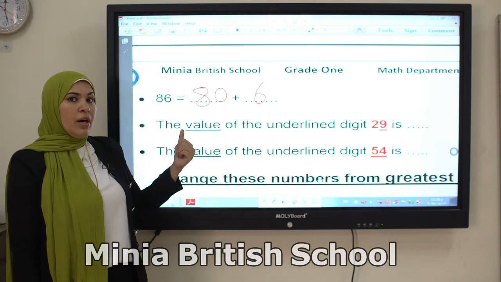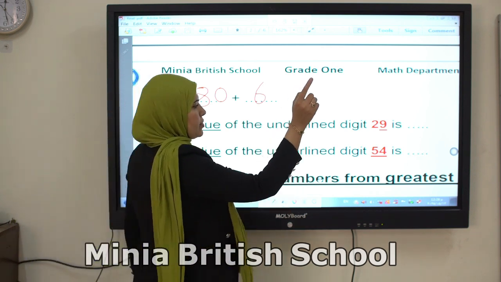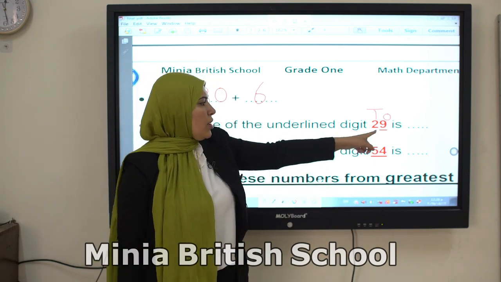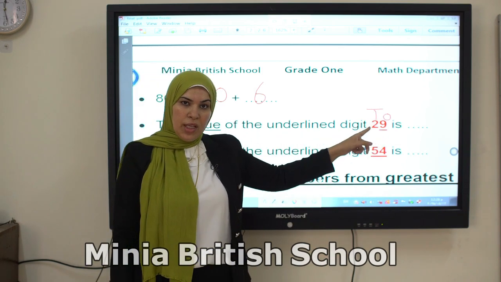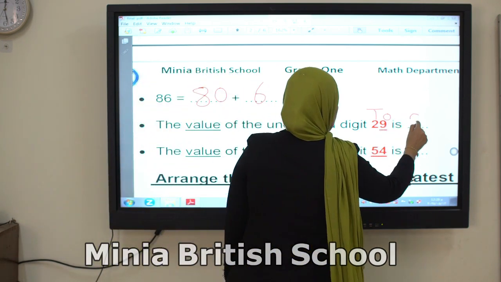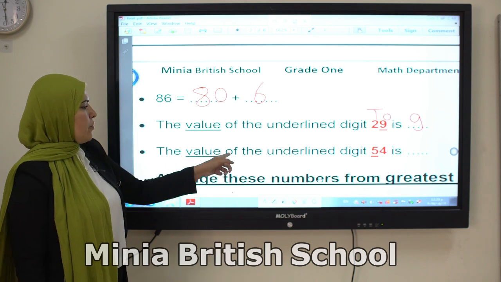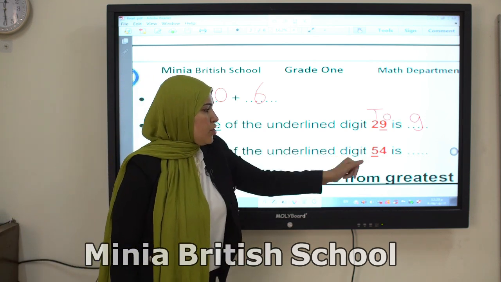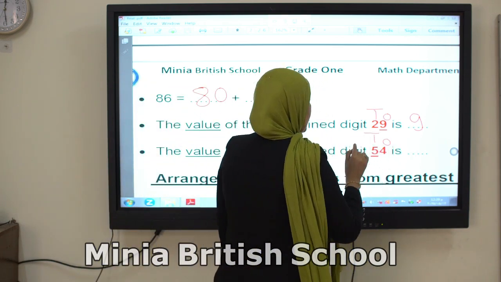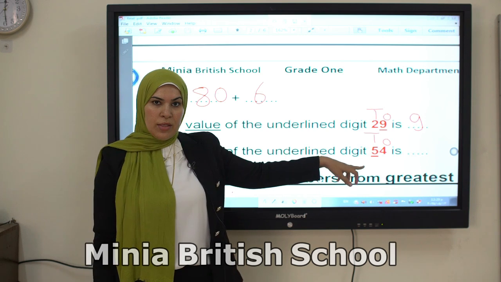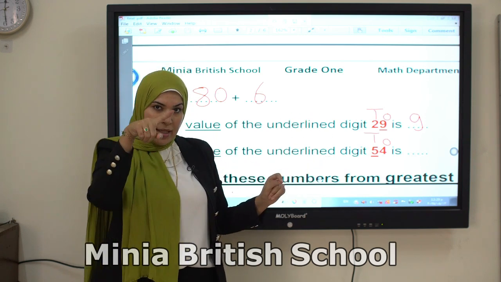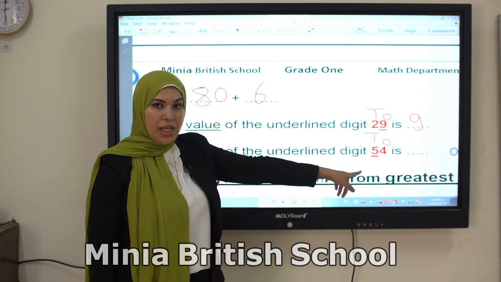Okay, the value of the underlined digit. Remember, here I ask you about the value. Okay, so the first step, write OT. Here, the underlined digit is 9. In ones or tens? In ones. So the value will be 9. The value of the underlined digit here, digit 5. Okay, the first step, write OT. Okay. And here, 5 here in tens or ones? In tens. So the value in tens, I write the number and add 0. So the value will be 50.